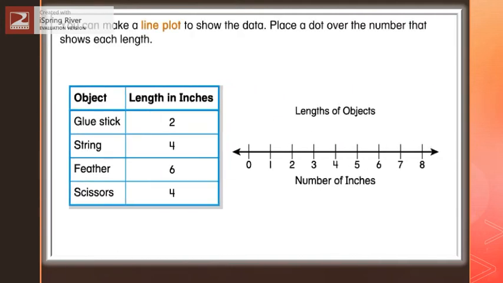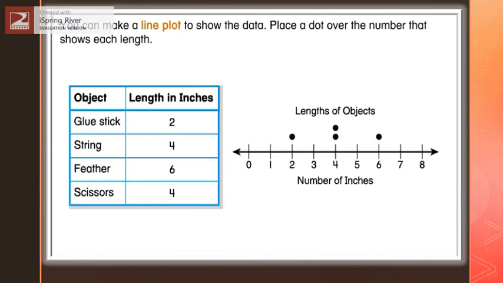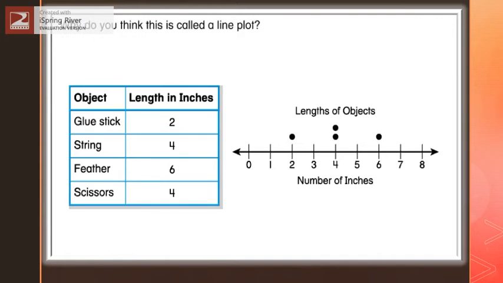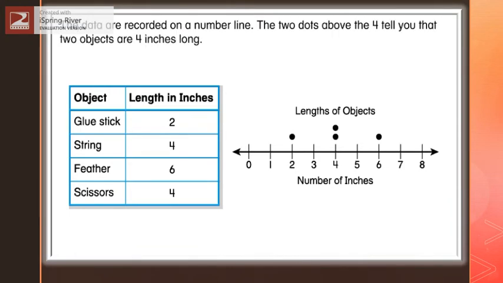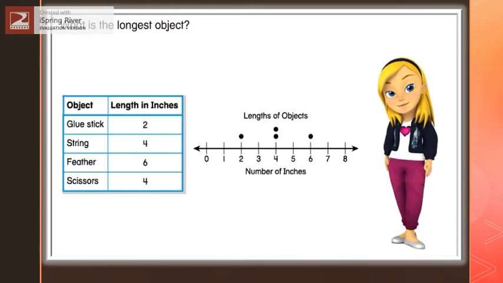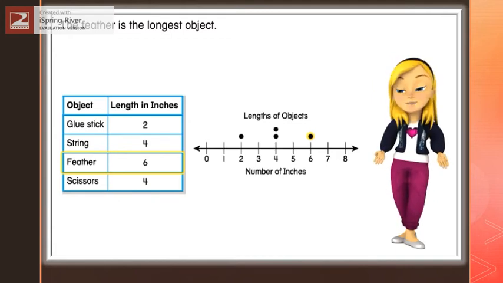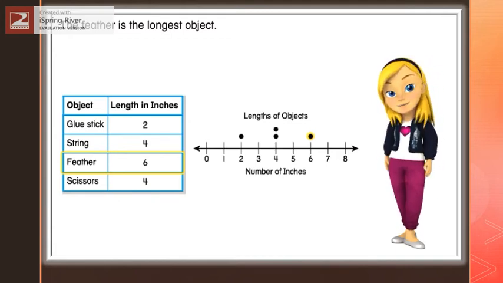You can make a line plot to show the data. Place a dot over the number that shows each length. Why do you think this is called a line plot? The data are recorded on a number line. The 2 dots above the 4 tell you that 2 objects are 4 inches long. What is the longest object? The feather is the longest object. Now you know how to use a line plot to display data.